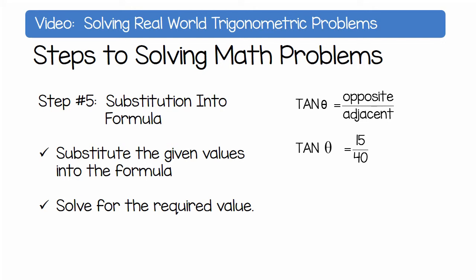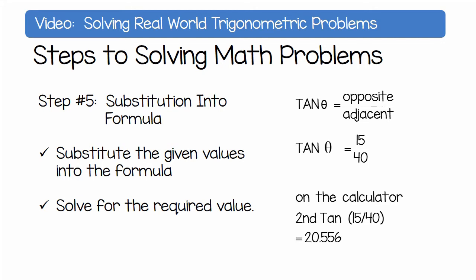Solve for the required value. On the calculator, you're going to enter shift tan, or second function tan, bracket, 15 divided by 40 bracket, and you should get the answer 20.556. We will round it to the nearest whole number with 0 decimals, so theta is 21 degrees.